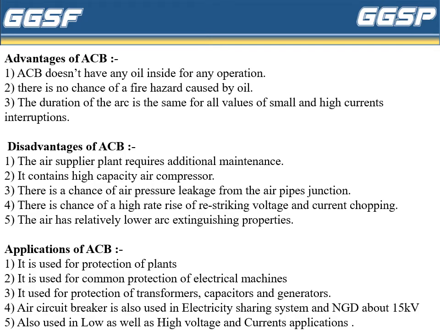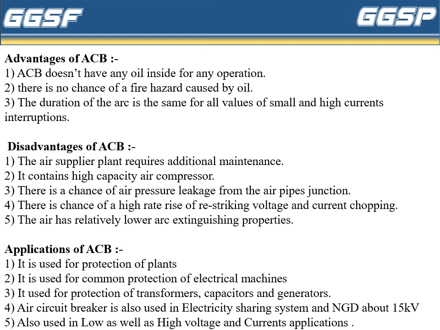The advantages of ACB are that ACB doesn't have any oil inside for any operation. There is no chance of fire hazard caused by oil. And the duration of the arc is the same for all values of small and high current interruptions.